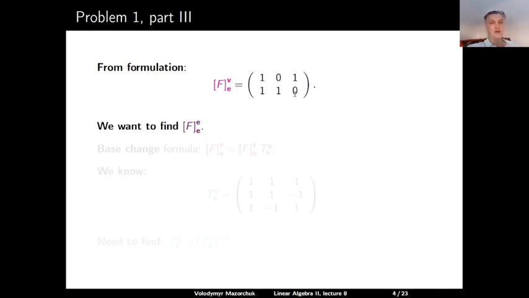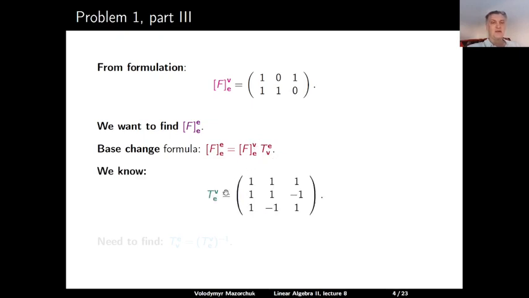In order to do that, we need the base change formula. We are not going to change the basis in R2, we already have the standard basis there, but we want to have also the standard basis in R3. So the relevant base change formula is that the matrix of F in the standard basis is equal to the product of the matrix of F in the bases V and E times the transformation matrix from E to V. So this V as a lower index and this V as an upper index should cancel.